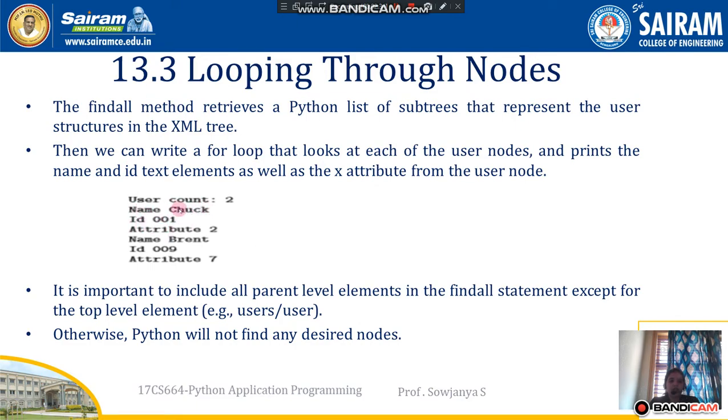id, and then 1. So the name of the first user is check and id is 1, and attribute is 2. The name of the second user is Brent, id is 9, and attribute is 7. This is what is going to display. So what does the findall method do? It retrieves a Python list of the subtrees that represent the user structure.